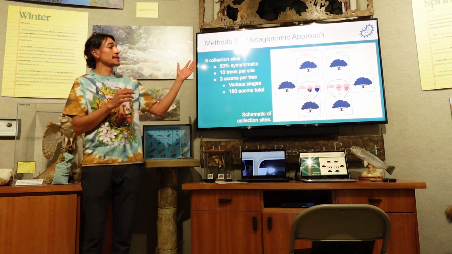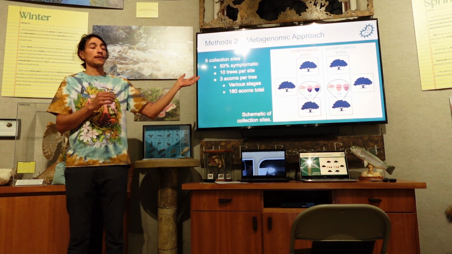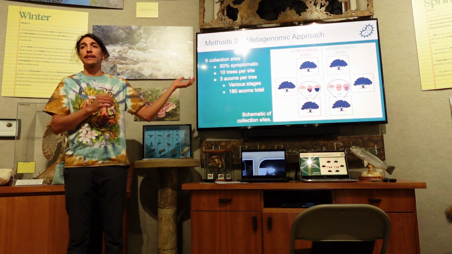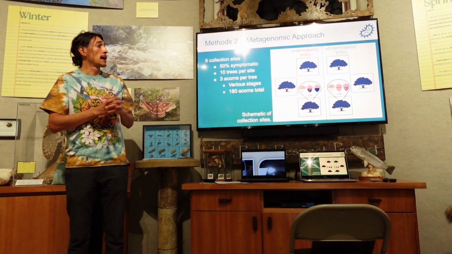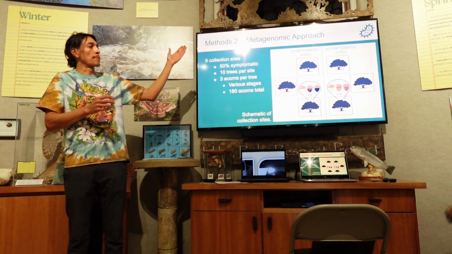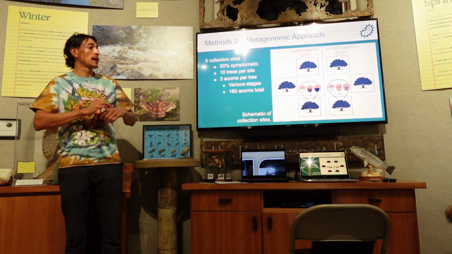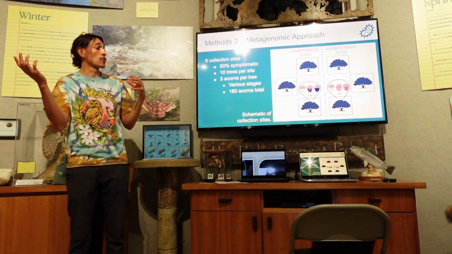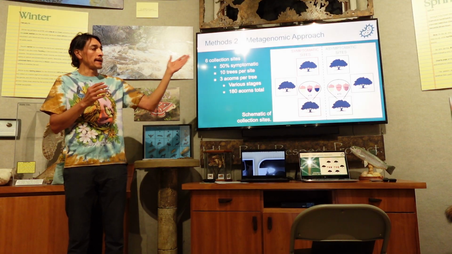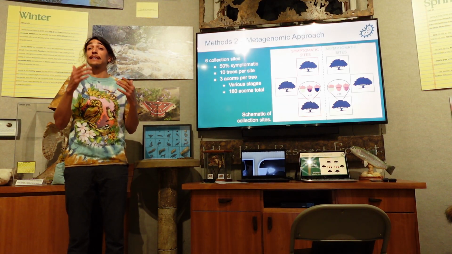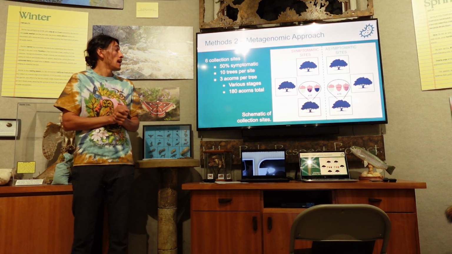And so this schematic here just displays the collection plan, where I anticipated collecting from 6 sites. The 3 on the left represent the symptomatic sites, in which I was collecting at least 1 or 2 black acorns from each tree, and then on the right are the asymptomatic sites, or sites that lacked any black acorns.